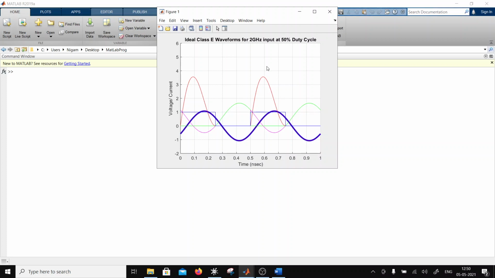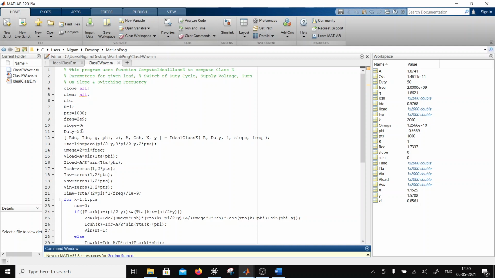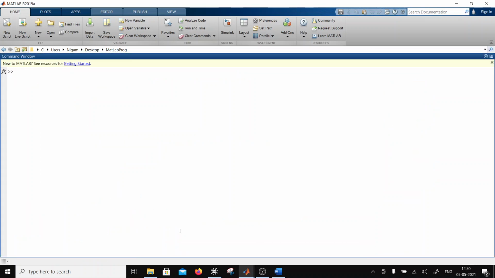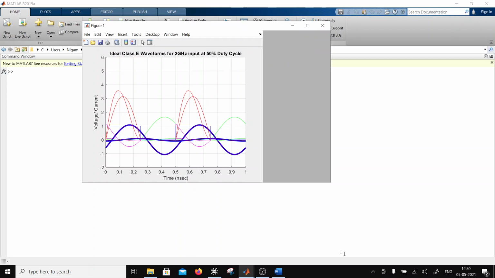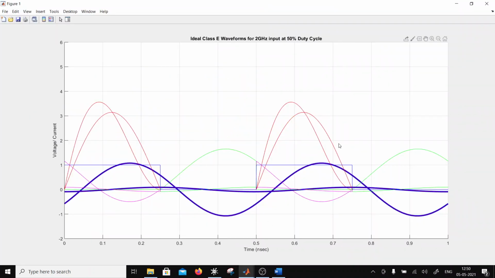Okay, so this is with the 50% duty cycle, slope of 0. Now I go back to the program and put slope as -3. In this case, I'm going to remove close all, and then I'm going to run this again. Okay, so now this is a plus slope. Okay, so the slope is +3.